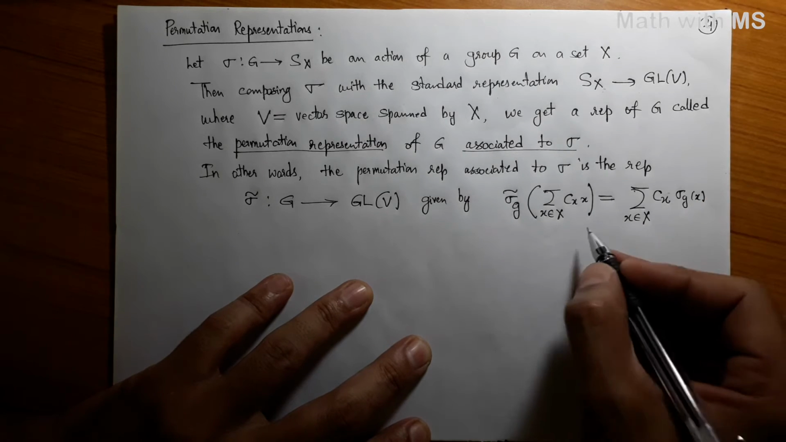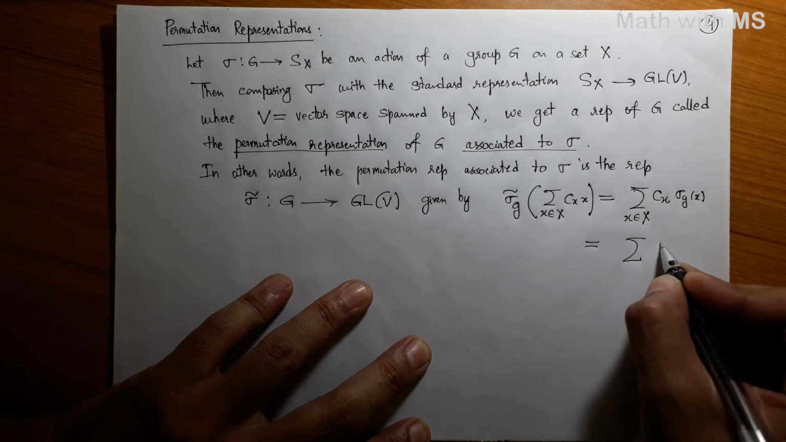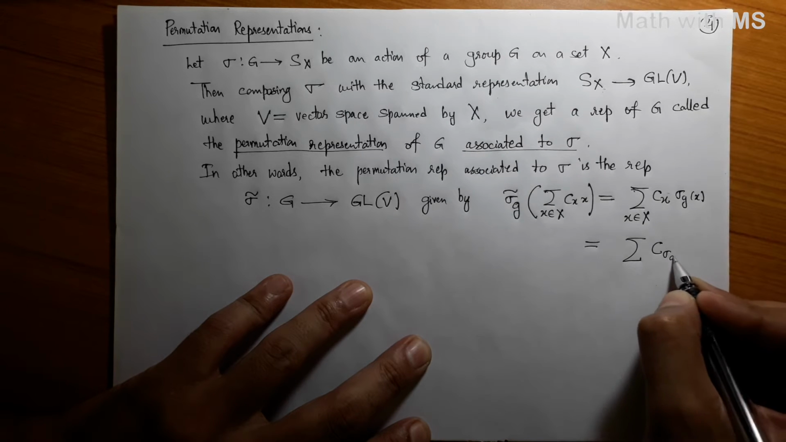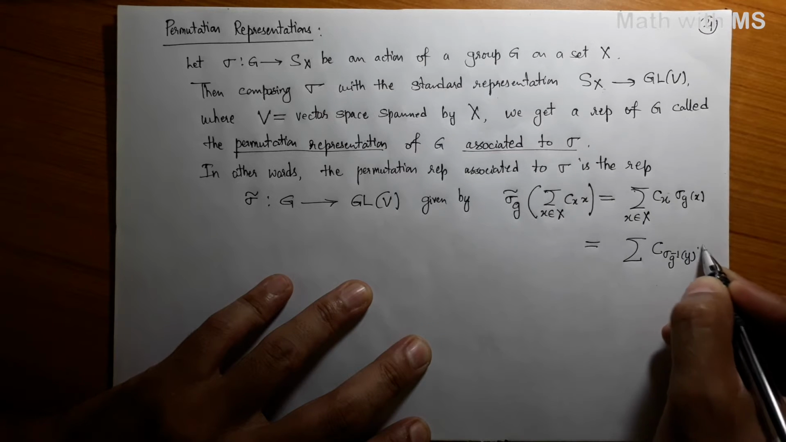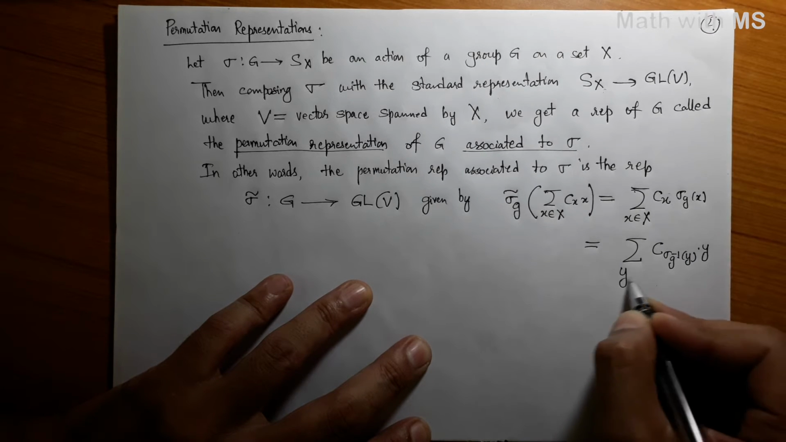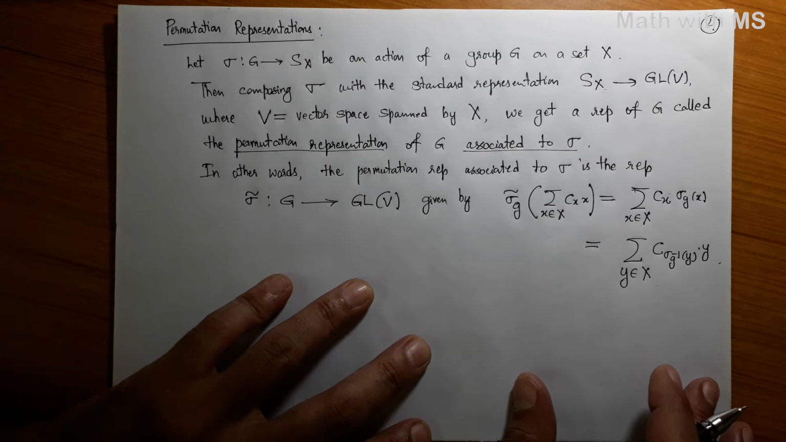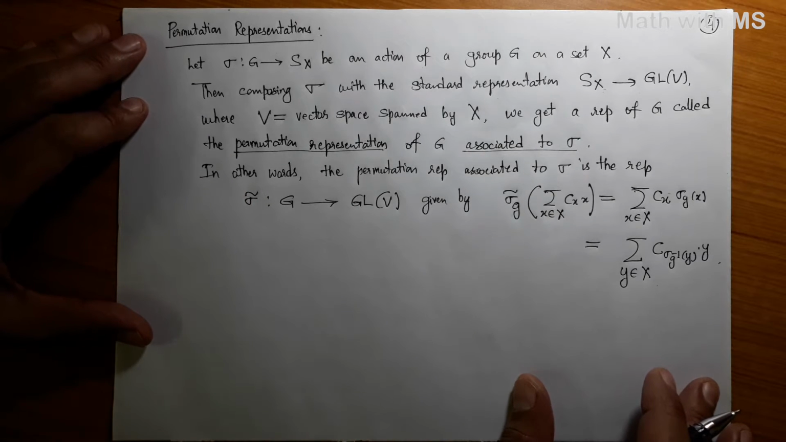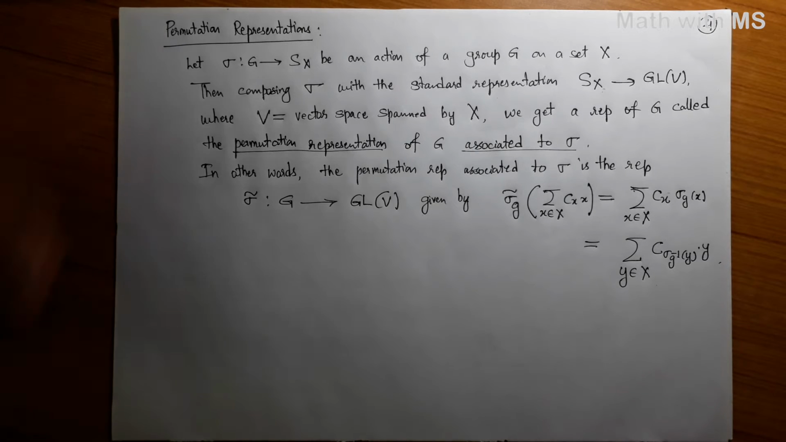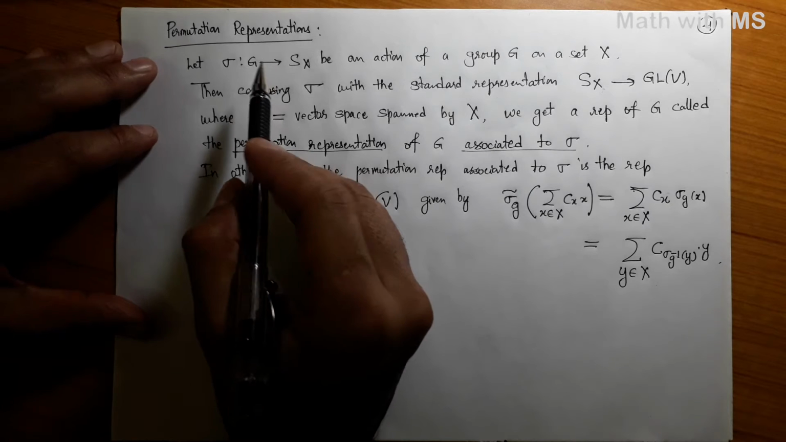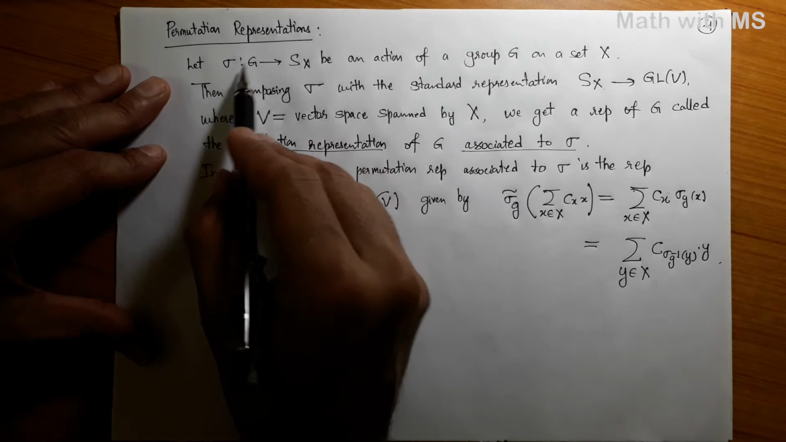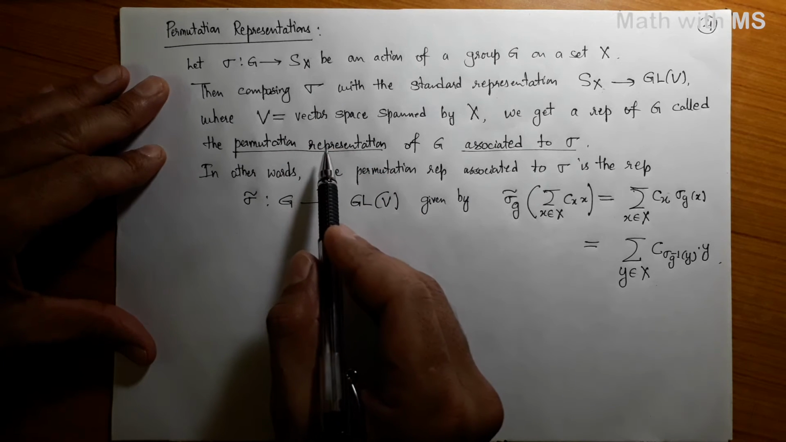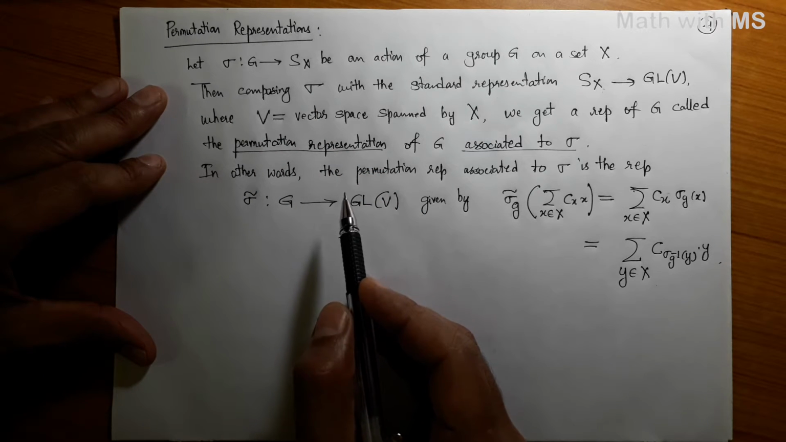If you want, after doing a change of variable, you can write it as summation c_{sigma_{g inverse}(y)} y, as you vary y in X. Alright. This is the permutation representation associated to the permutation sigma. In case your action sigma is the left regular action of G on itself, then this is what is called the regular representation that we already discussed.